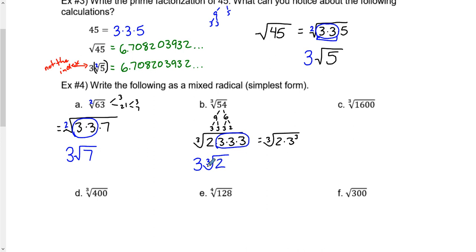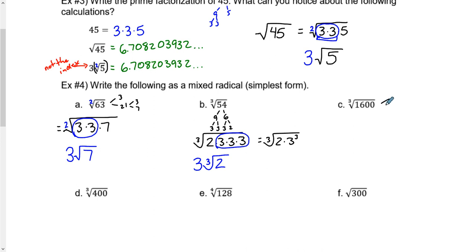Now that 3 is extremely important to keep, because if you don't have that 3, it means that you have 3 times the square root of 2, which is not what this question is. It's 3 times the cube root of 2. We're taking the cube root of 54, so we need to make sure we have a cube root in here. There is one exception, but we'll deal with that when we have it.